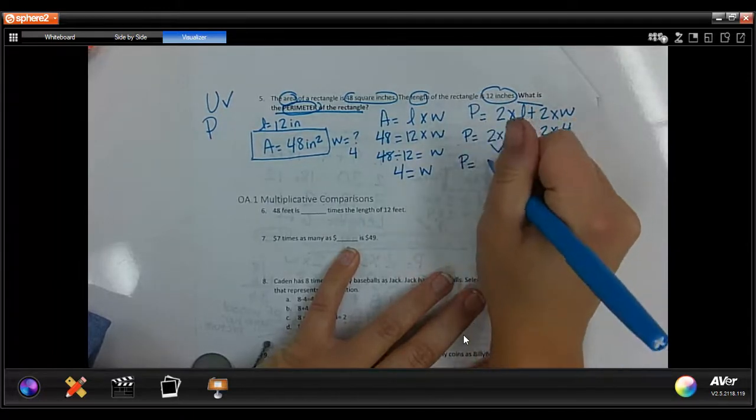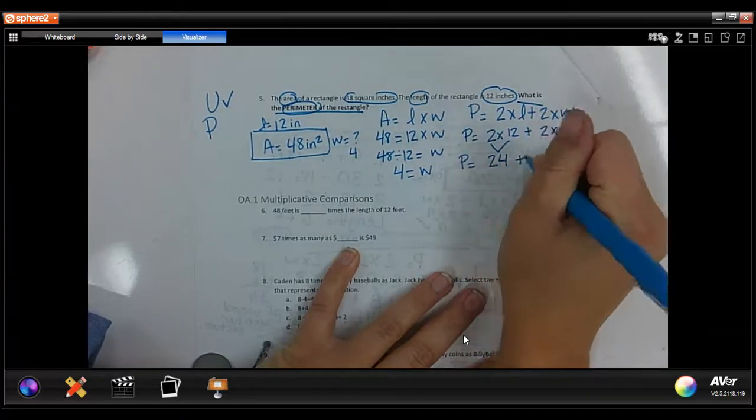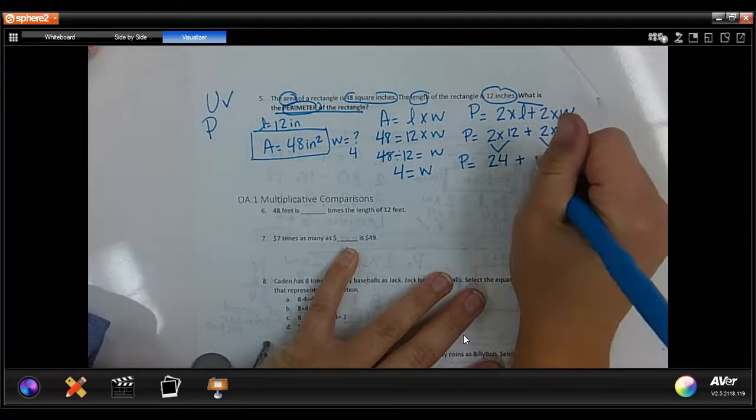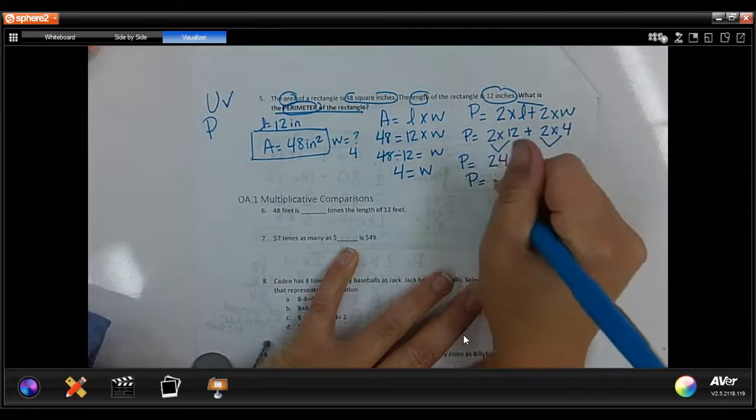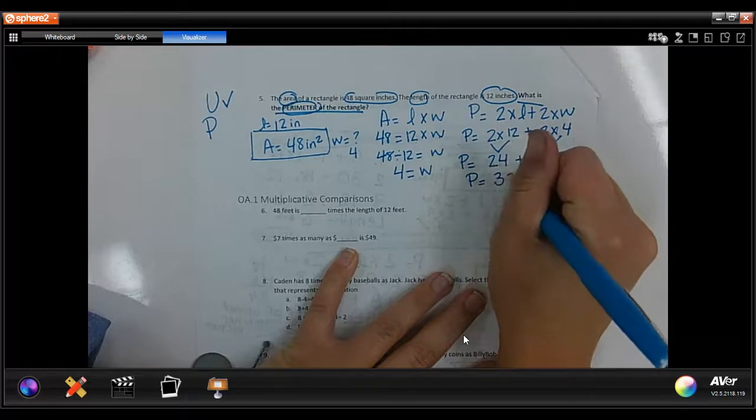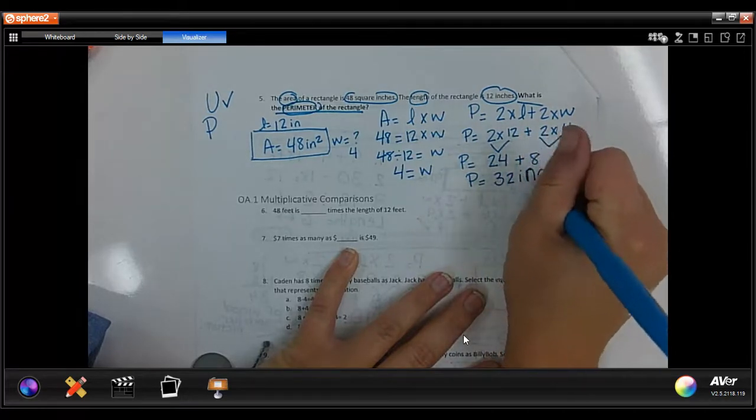Perimeter equals 2 times 12. 2 times 12 is 24. Plus 2 times 4 is 8. Add them up. The perimeter equals 32 inches.